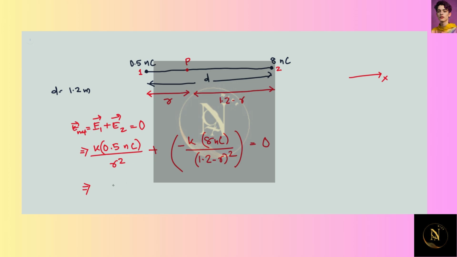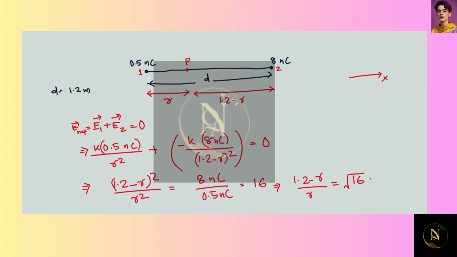So this will give us 1.2 minus r whole square over r square to be equal to 8 nanocoulomb over 0.5 nanocoulomb. Now, as I said before, the units are going to cancel out, and this ratio will be a constant and will be equal to 16. Hence, it doesn't really matter if you convert these units or not. So, this will give 1.2 minus r over r to be equal to root over of 16, and that is equal to 4.